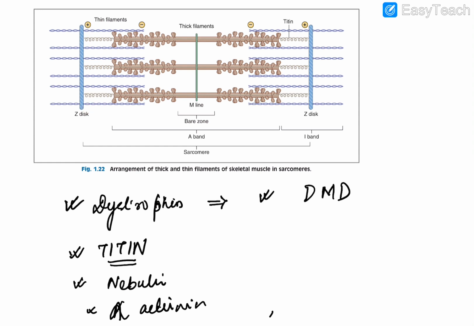So this is in summary the structural organization of a skeletal muscle, which is difficult to understand, but if we go through this video once or twice it will be easier. In the next video we shall be going into details of skeletal muscle contraction, which is very high yield in terms of our understanding and exams.